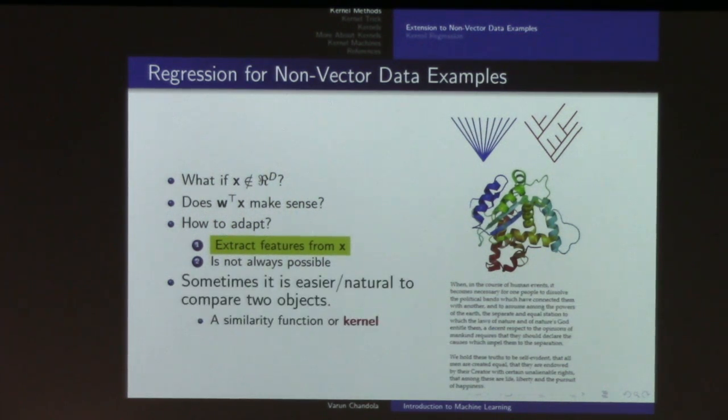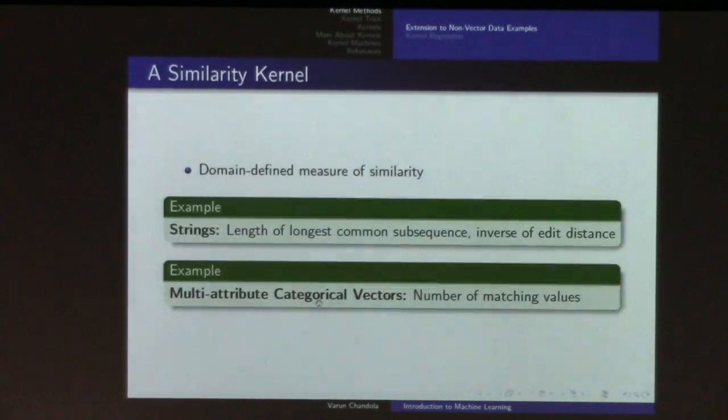And sometimes it so happens that it might be more straightforward to compare two objects. Okay, so there are methods to compare two text documents, or methods to compare two strings or trees, or graphs. So what if we have that? Then that is what motivates kernel methods, because that similarity function is called a kernel function as well.